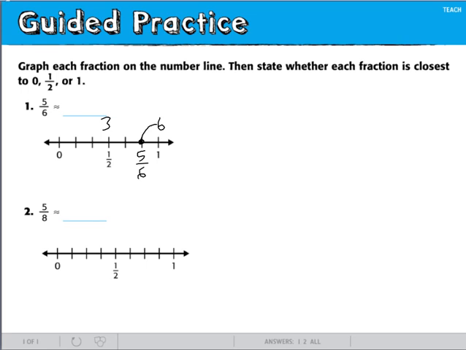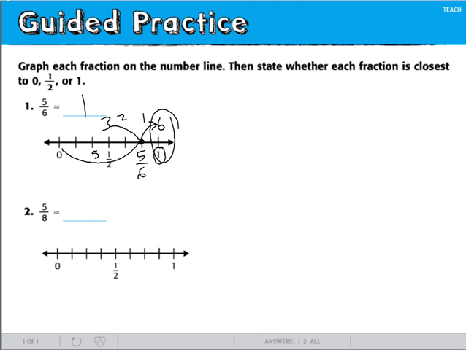And you can see that 5/6 is close. It's 1 away from here. It's 2 away from here, and it's 5 away from here. So 1, 2, 5. So which one is it closest to? It's closest to that, which is 1. Okay.